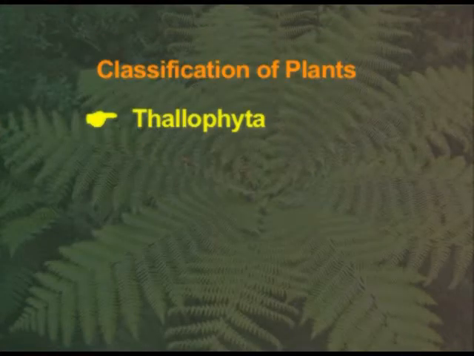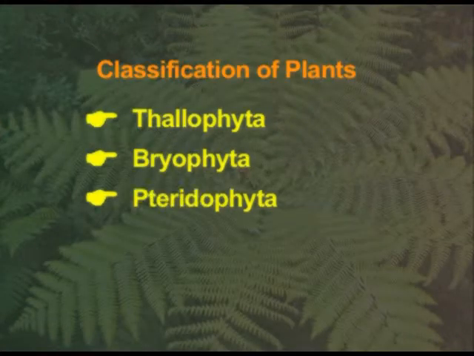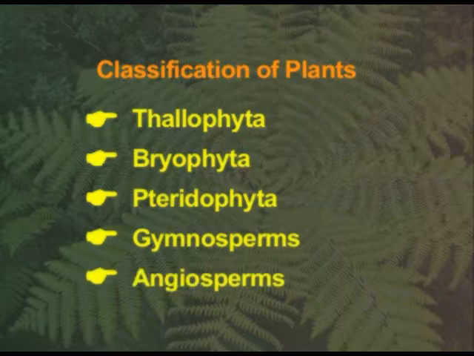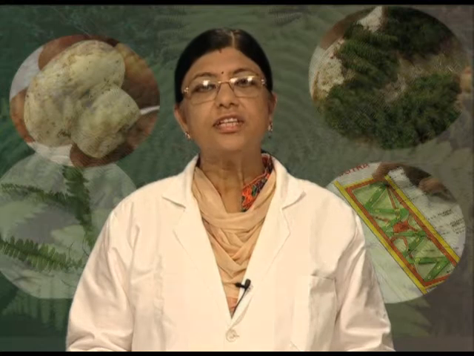Depending on the size of the plant and complexity of the plant body as well as the reproductive organs, plants have been divided into five other groups. These are thallophyta, bryophyta, pteridophyta, gymnosperms and angiosperms. Today we'll learn about the characteristics of these organisms one by one.